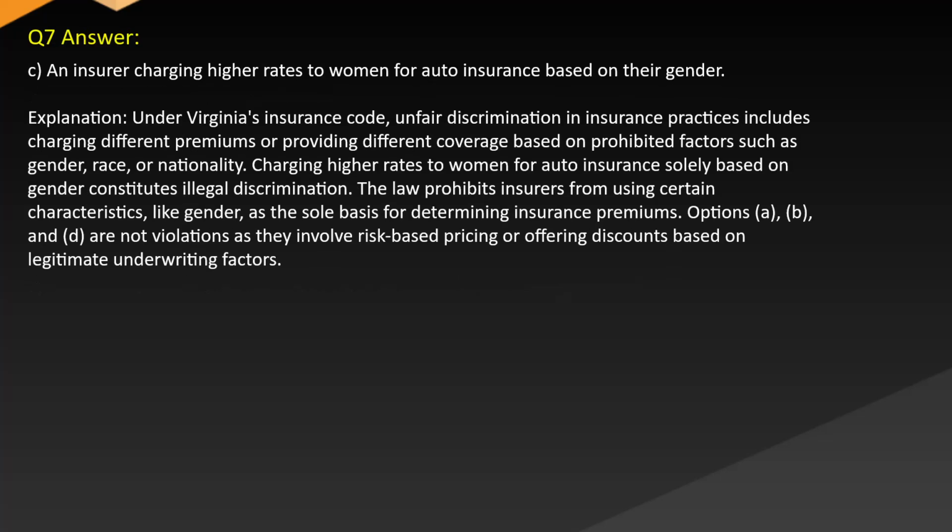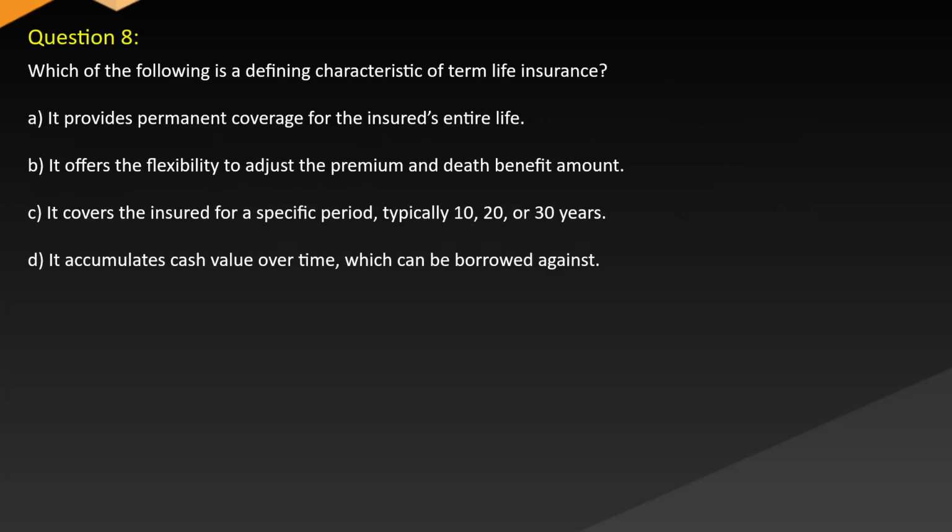Answer: C. An insurer charging higher rates to women for auto insurance based on their gender. Explanation: under Virginia's insurance code, unfair discrimination in insurance practices includes charging different premiums or providing different coverage based on prohibited factors such as gender, race, or nationality. Charging higher rates to women for auto insurance solely based on gender constitutes illegal discrimination. The law prohibits insurers from using certain characteristics like gender as the sole basis for determining insurance premiums. Options A, B, and D are not violations, as they involve risk-based pricing or offering discounts based on legitimate underwriting factors.